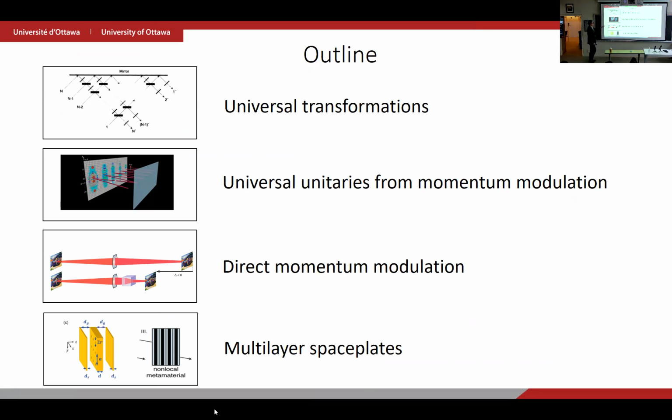So I'm going to go through some context, which is what has been done for making general transformations, which we call universal transformations. In the context of quantum theory, we would call those unitary transformations. So this in a sense is a universal way of making an arbitrary unitary matrix. Then I'm going to tell you about another way of doing it that could have some advantages, where you're doing momentum modulation.